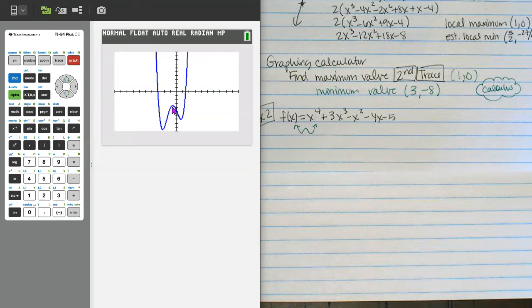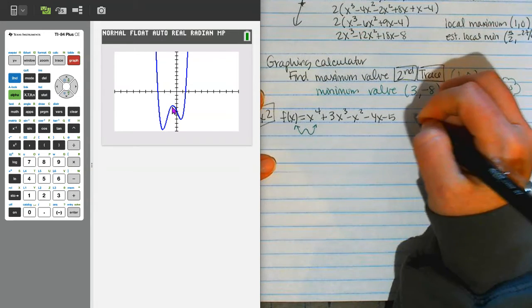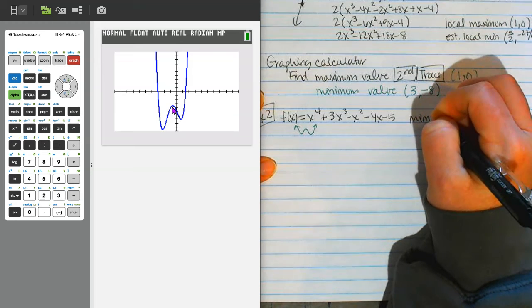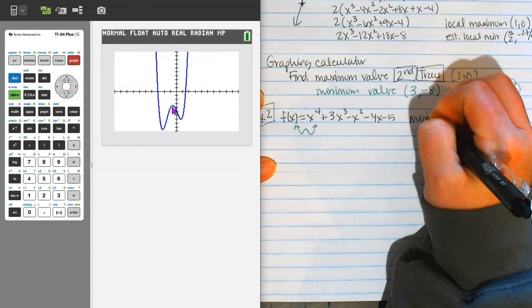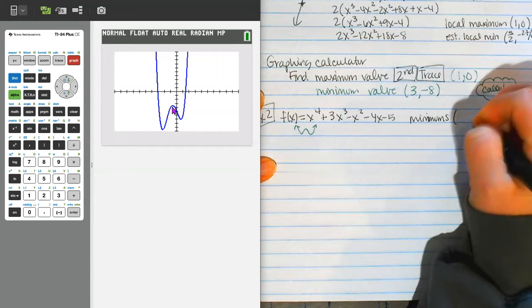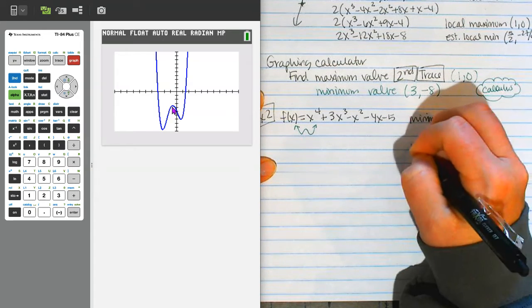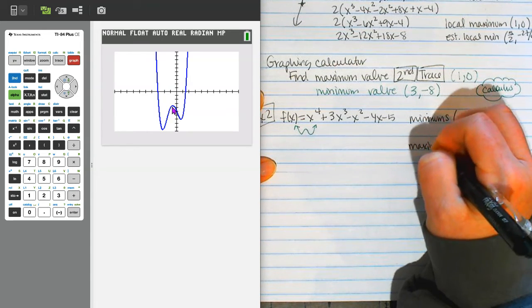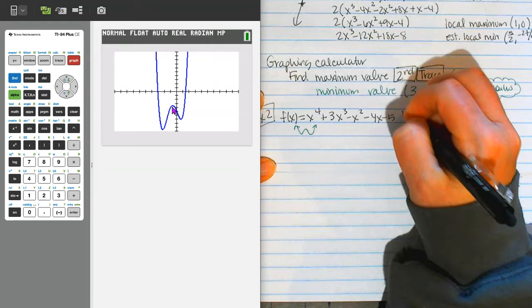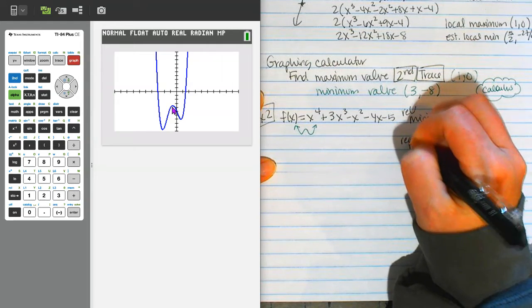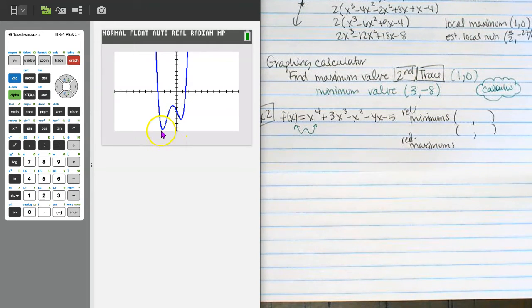It's up to you how you want to find them, but you could make yourself a list that says minimums, and there's going to be two of them, and then maximums. So they're relative. It turns out that this is actually the absolute minimum because my function on this side goes up forever and up forever on this side. So this does have an absolute minimum, and this would be a relative minimum. But I'm going to put relative for right now.